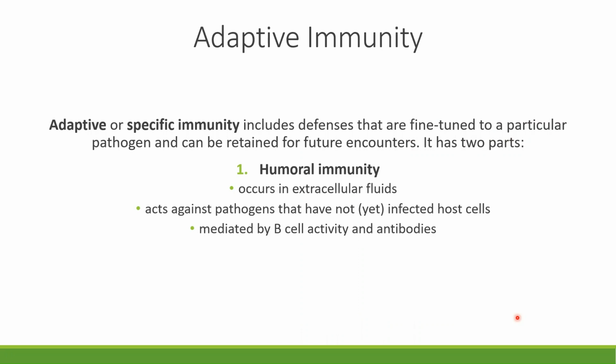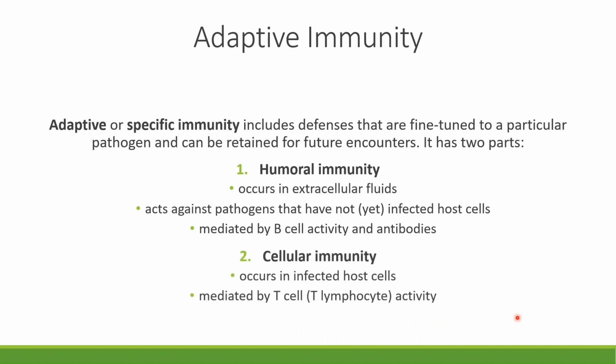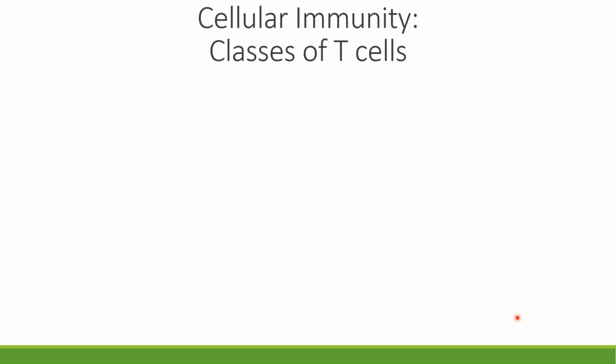Again, the humoral immunity kills pathogens before they enter and infect host cells. It's mediated by B cell activity and their corresponding antibodies. Now we'll move on to cellular immunity, which kills pathogens that are inside host cells. Cellular immunity, unlike humoral immunity, which is mediated by B cells, is mediated by T cell activity.